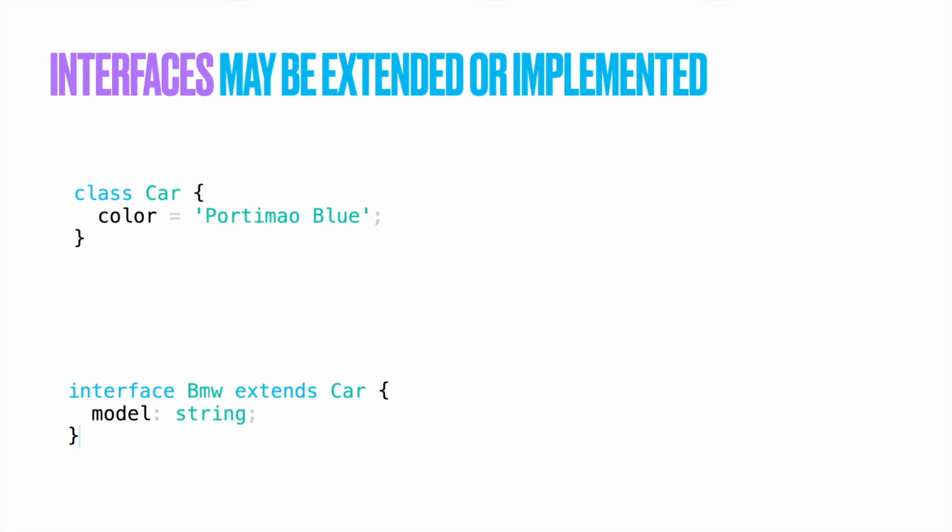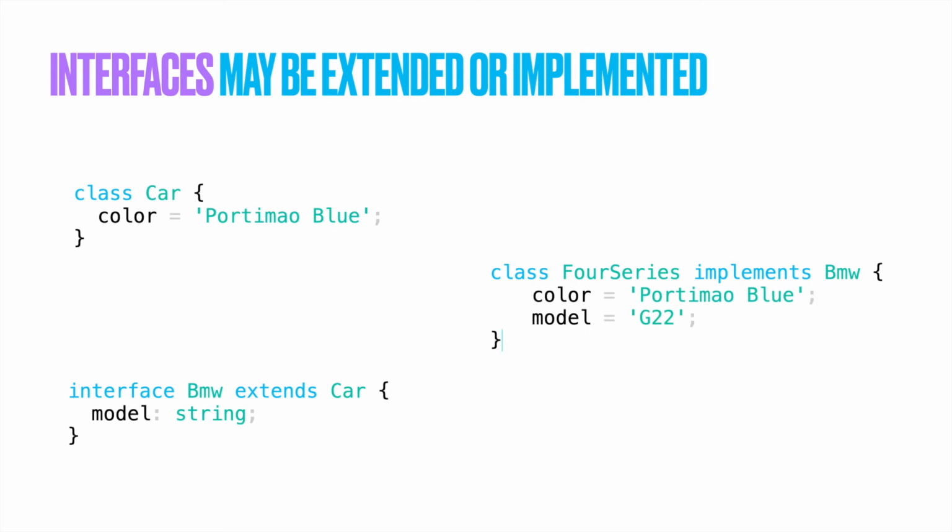Interfaces may be extended or implemented. It is very helpful in a more object-oriented programming. Let's check out the example. We have a simple class with color property. The interface may extend it with its own property. This interface may be now easily implemented as a new class, in this case named forSeries.